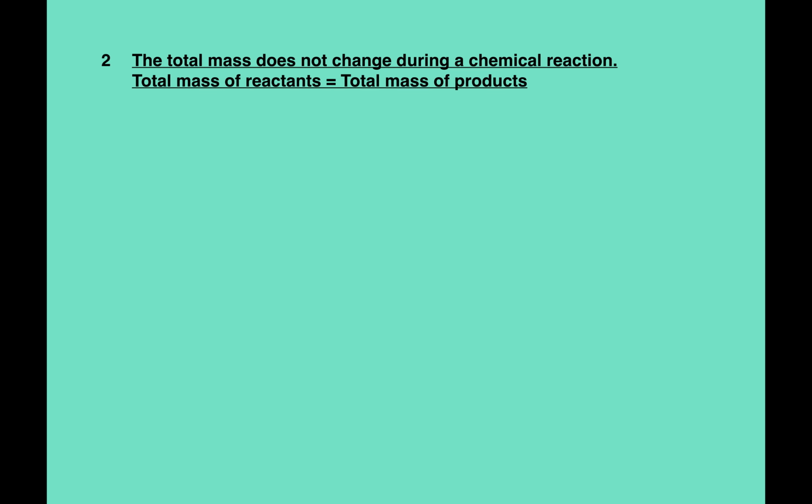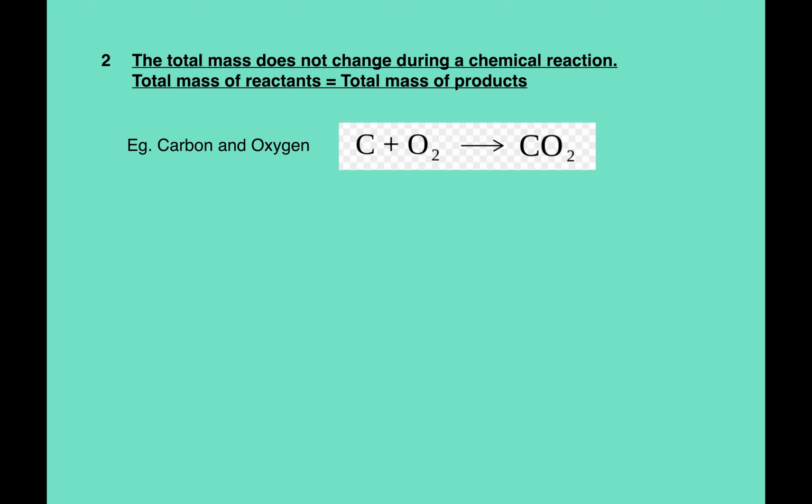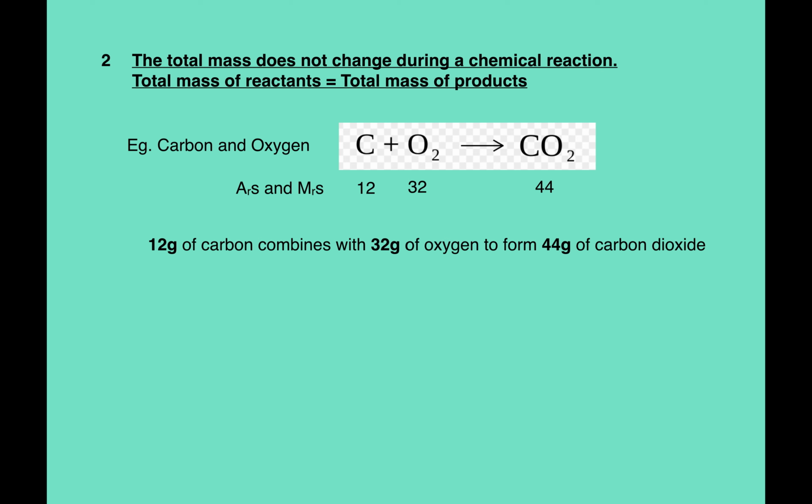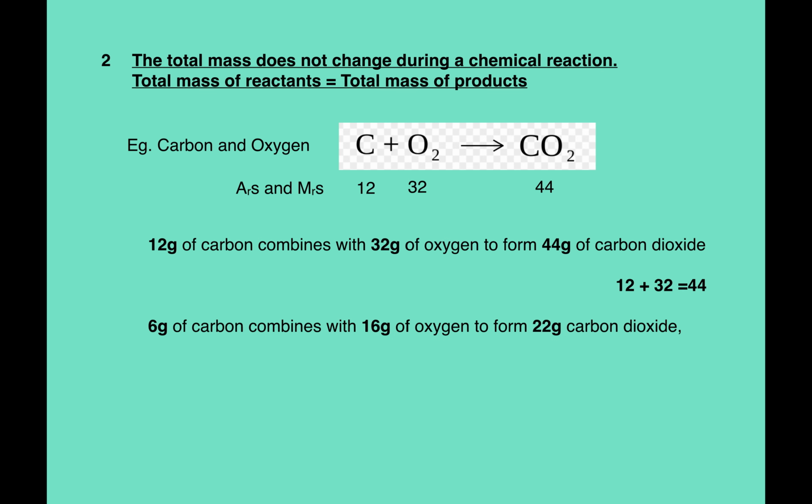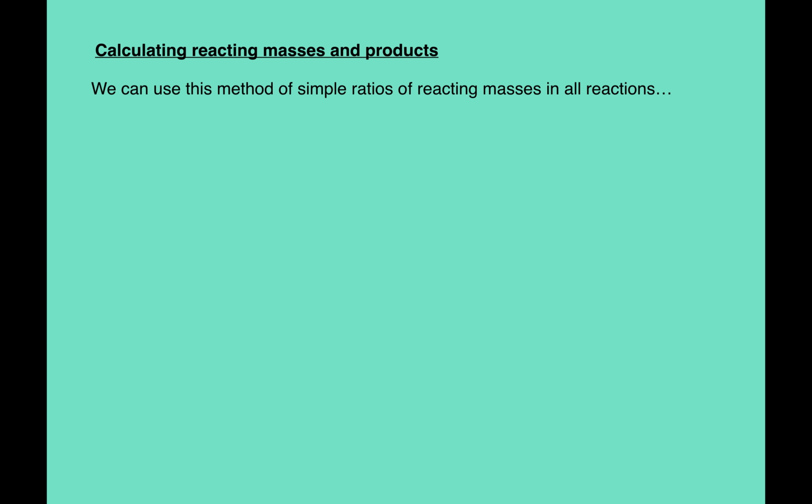Okay, we just said this, but basically the total mass of the reactants and the total mass of products has to be the same. So if we look at this example again, obviously 12 plus 32 gives me 44. It's really important. 6 plus 16 gives me 22. The law of conservation of mass. Now we can use this in all reactions.